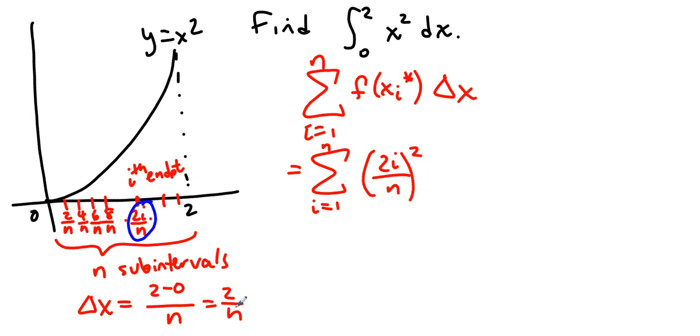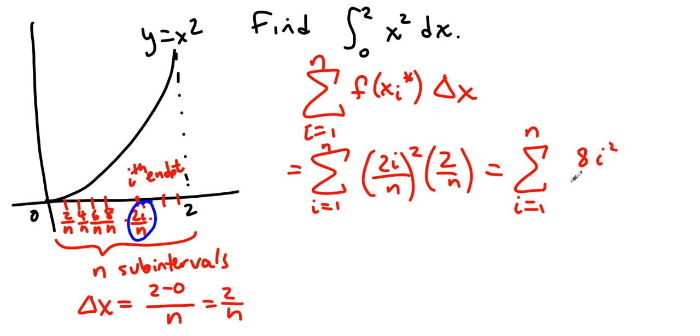Times delta x, that's delta x. And then a lot of what happens next is algebra, or if you prefer, magic. 2 squared is 4 times 2 more is 8. i squared is i squared. n squared times n is n cubed.